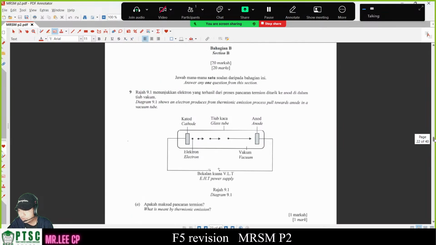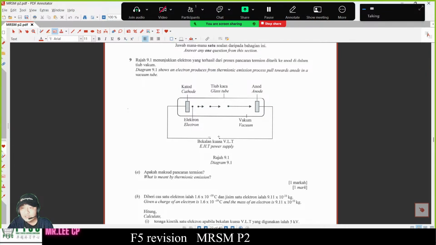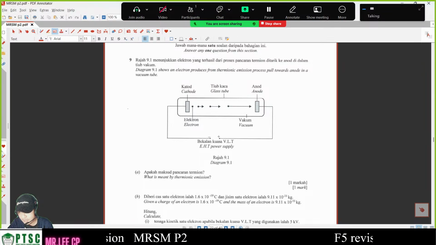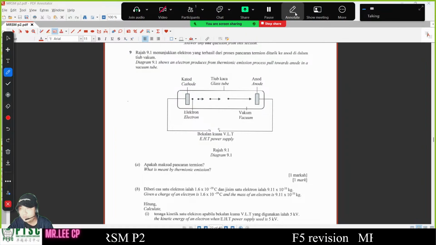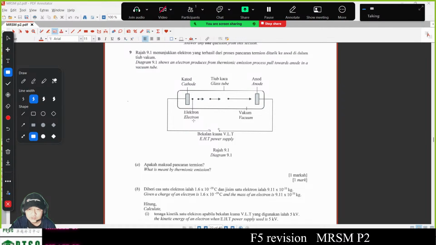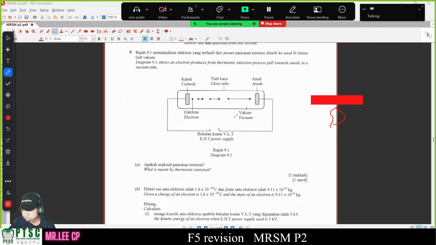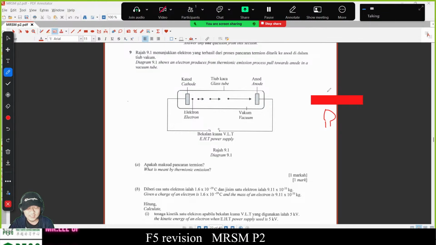We do question number 9 first. This one I asked you to do earlier already. Question 9.1 shows electrons produced from the thermionic emission process pulled toward the anode in the vacuum tube. What is meant by thermionic emission? So let me draw for you. Here I have one metal. What I do is I'm going to heat it up. I use a Bunsen burner, let's say, to heat it.